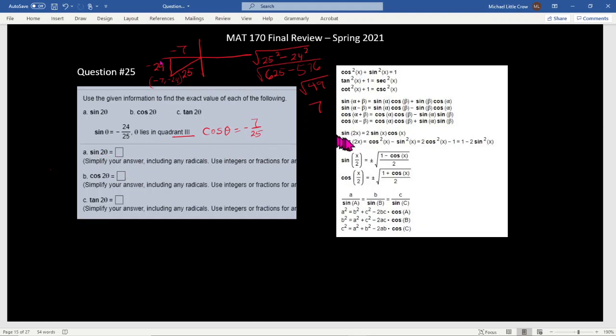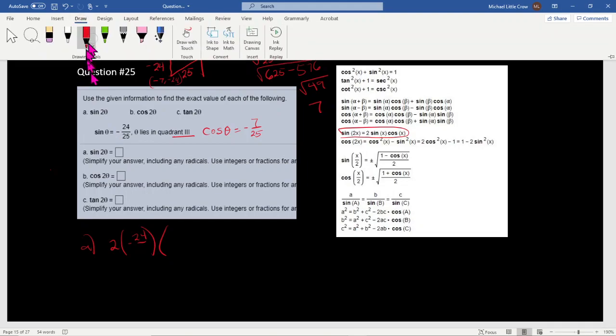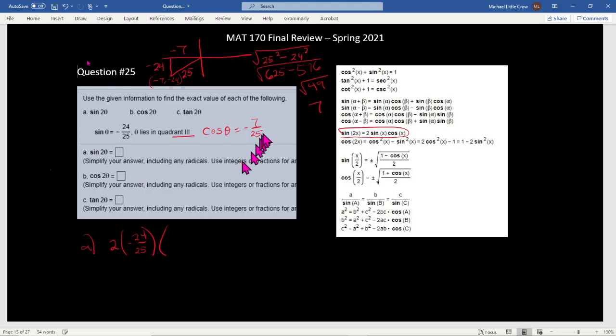So then we want sine of 2 theta. We have to go back to question 1 to get these formulas, but that's what we have. So it's going to be 2 times the sine times the cosine. So for A, it's 2 times the sine of theta, negative 24 over 25, times, sorry folks, it's kind of messy, cosine is negative 7 over 25. Negative and negative is a positive. The denominator, 25 times 25, we did that earlier, that's 625. And then 7 times 2 is 14.